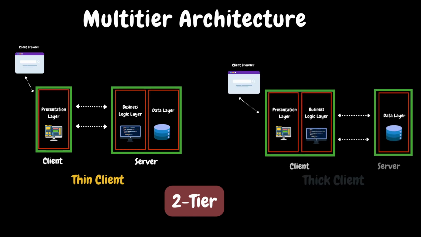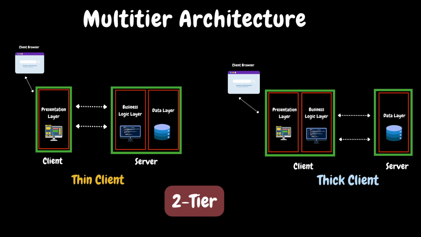In the second type of two-tier architecture pattern, the presentation layer and business logic layer will be organized in the client and the data layer will be on the server. This is also referred to as a thick client as the heavy processing will be on the client side. Office 365 or Microsoft Outlook are examples of this type.